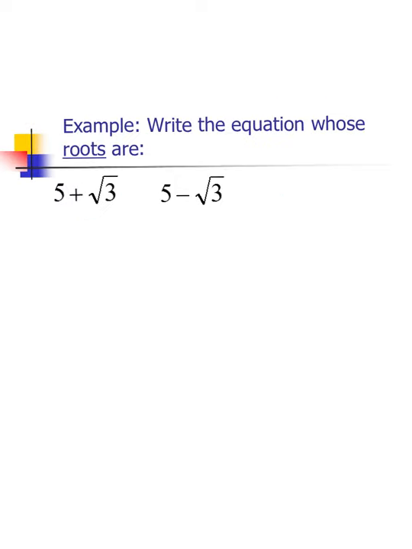Now, again, it says write the equation whose roots are. Roots. So think about that. We need the sum and the product. So first, I'm going to add these together. So I'm just going to write this one underneath. 5 plus 5 is 10. Radical 3 minus radical 3 is nothing.